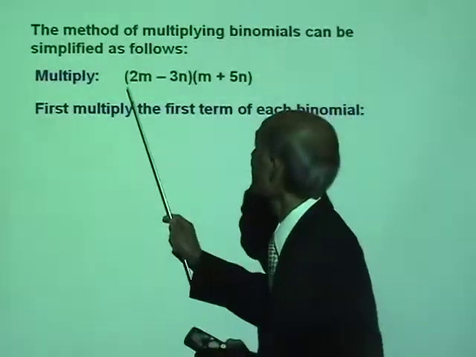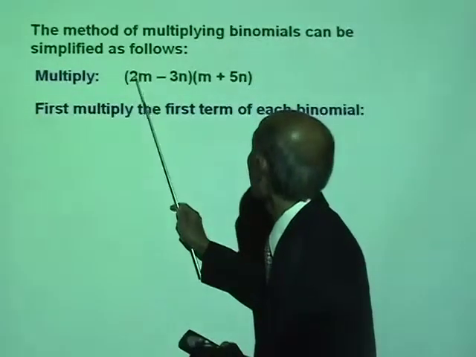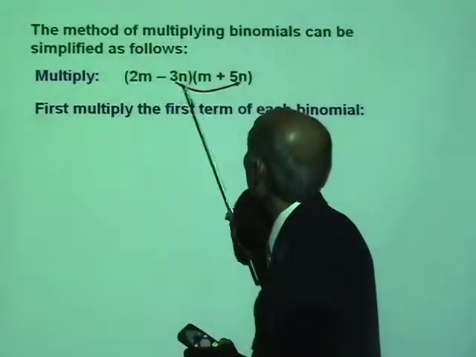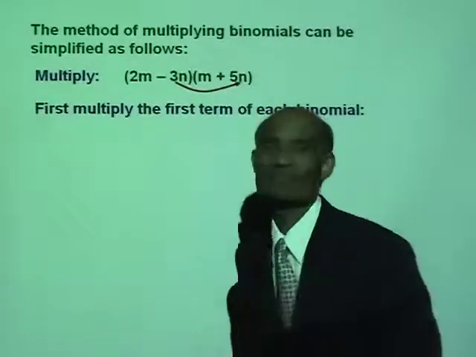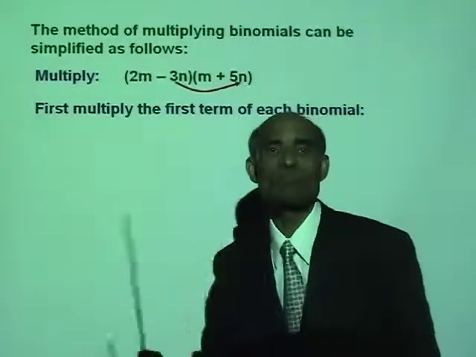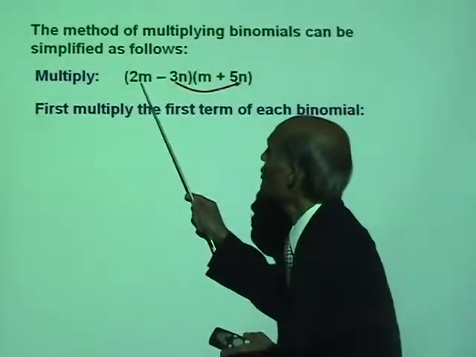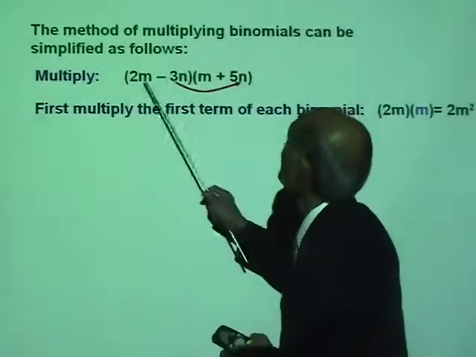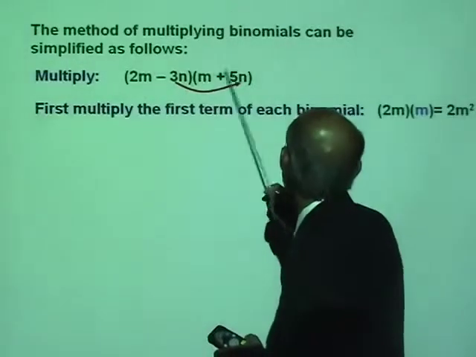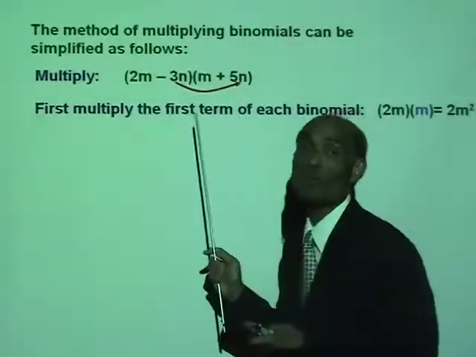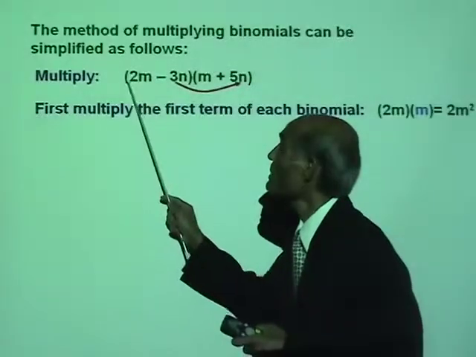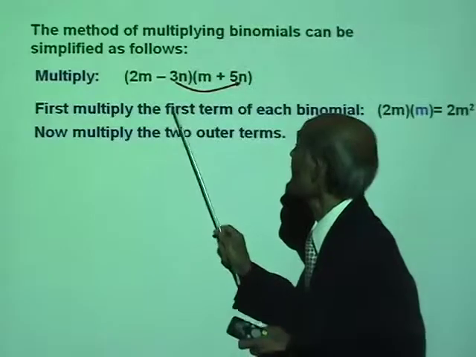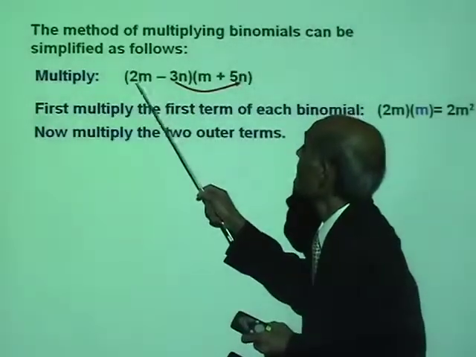Alright, first multiply the first term of each binomial. 2m multiplied by m. My arrow didn't come in the right place. You see, my first arrow must be here. 2m multiplied by m is 2m squared. So that's the first term. Now multiply the 2 outer terms.